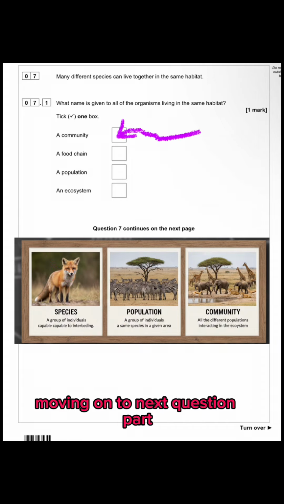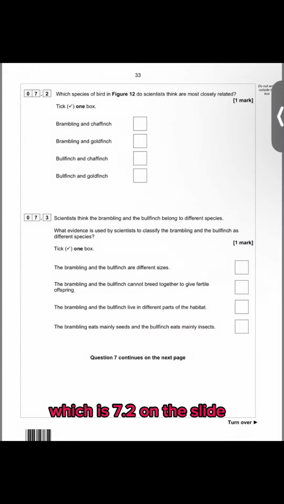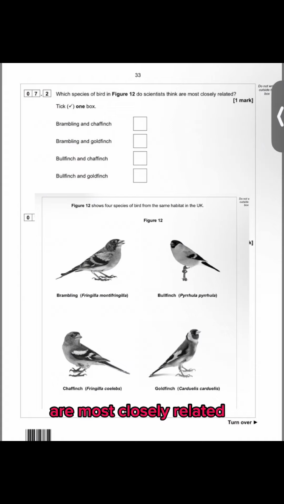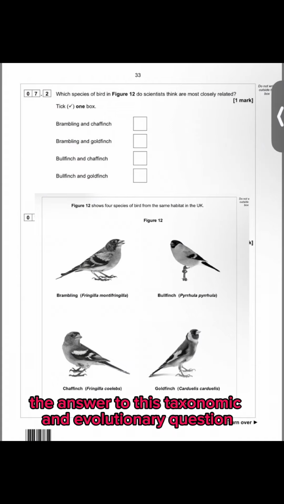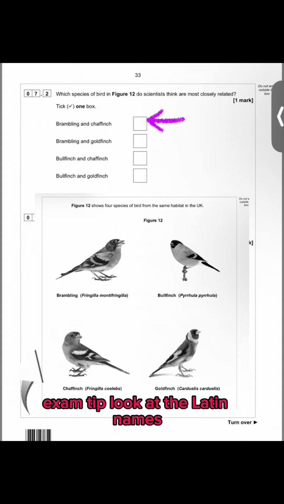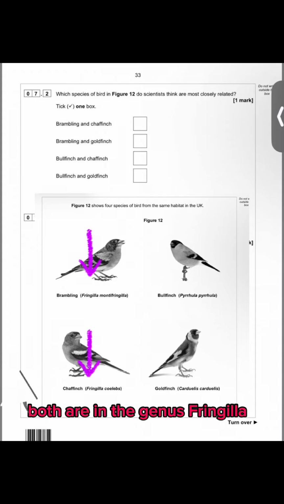Part 2. Moving on to the next question part, which is 7.2 on the slide, and the question asks you which species in figure 12 scientists think are most closely related. The answer to this taxonomic and evolutionary question is brambling and chaffinch. Exam tip: look at the Latin names. Both are in the genus Fringilla. Species in the same genus are more closely related than those in different genera.